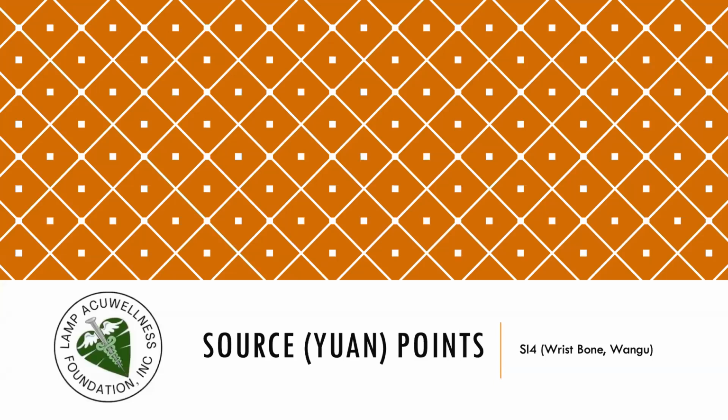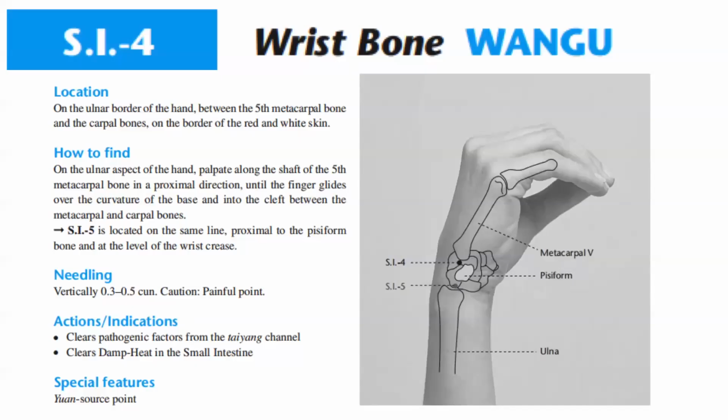Let's talk about SI4, or Small Intestine 4, Wrist Bone, the Source Yuan point. Location: on the ulnar border of the hand, between the fifth metacarpal bone and the carpal bones, on the border of the red and white skin.